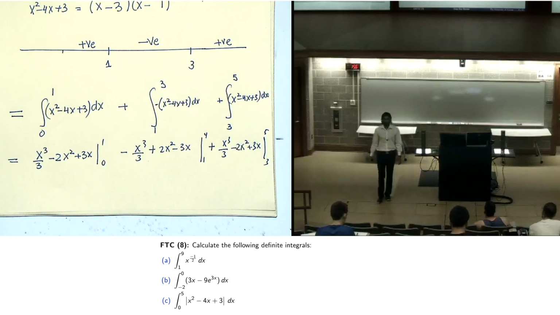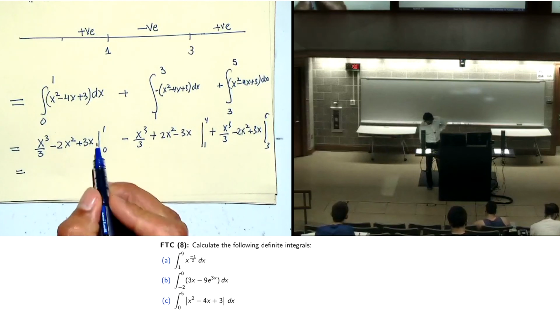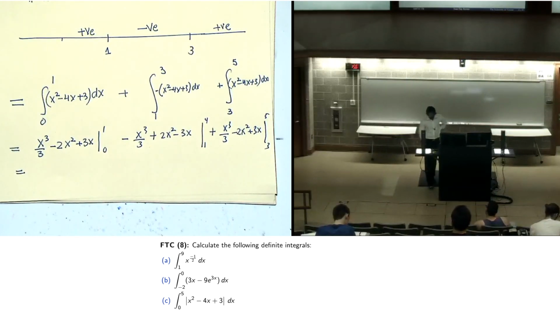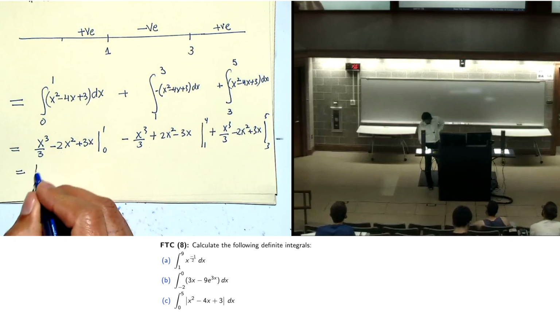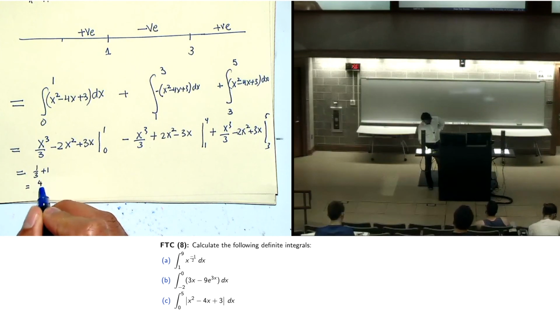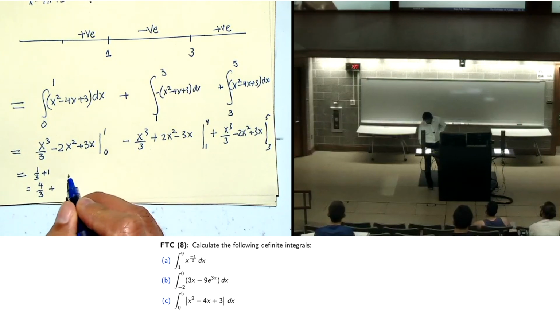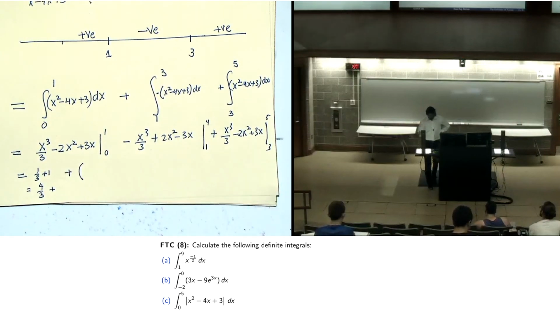Okay, wow. Now what are we going to do? Upper limit minus lower limit. This is a lot of calculation. Siri, can you do this? If I plug in 1, I get 1/3 minus 2 plus 3, which means 1/3 plus 1, which is basically 4/3. Oh no, really? I don't want to compute that one. 4 to the power 3, what is 4 to the power 3?